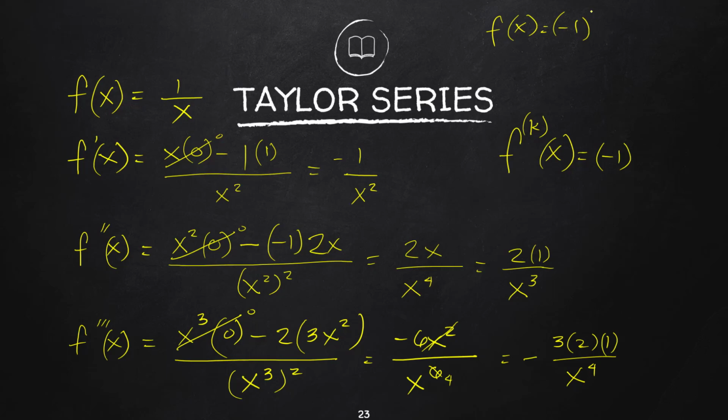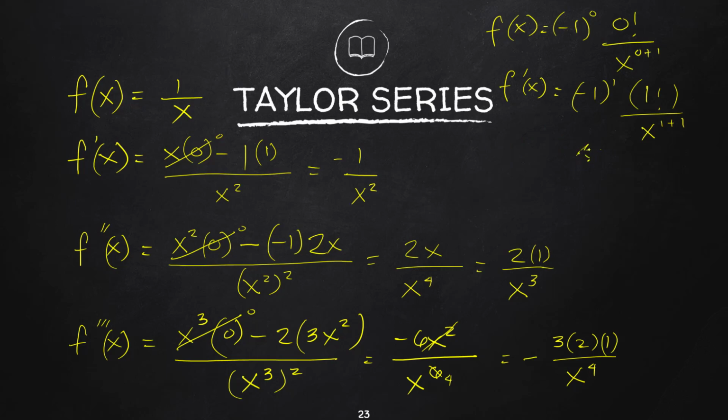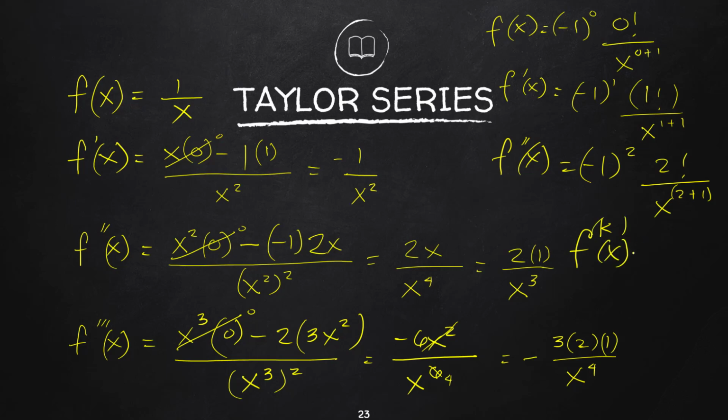This will become 0 factorial over x raised to 0 plus 1. For the second derivative of the function, this is negative 1 raised to 2 factorial divided by x raised to 2 plus 1. So essentially, we have a pattern here. For the kth derivative of the function, this is equal to negative 1 raised to k times k factorial divided by x raised to k plus 1.